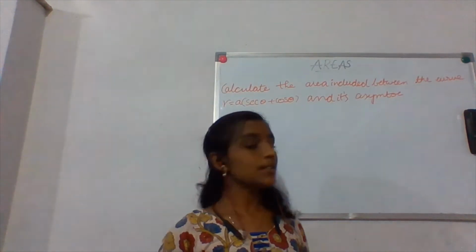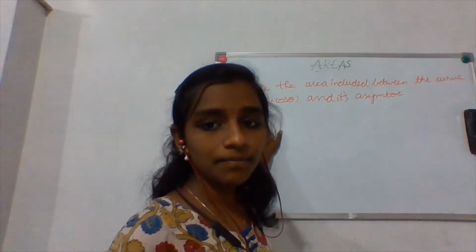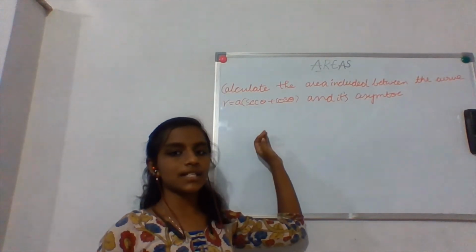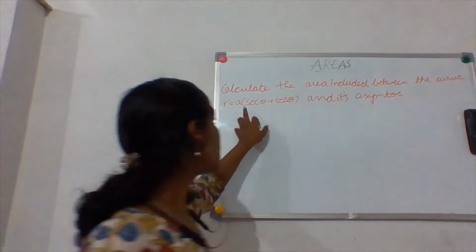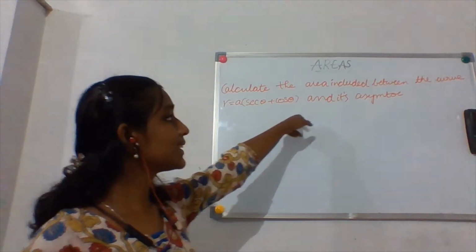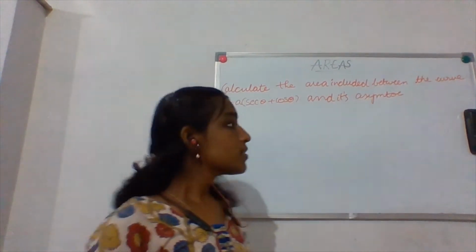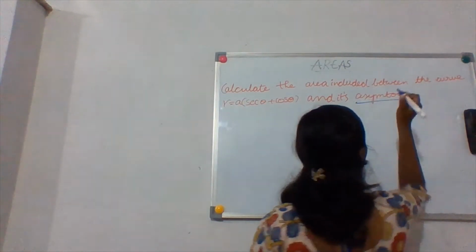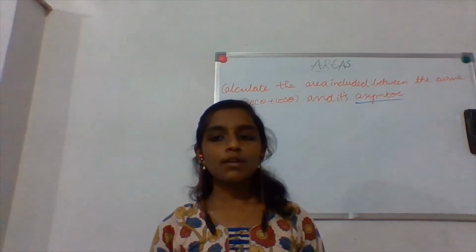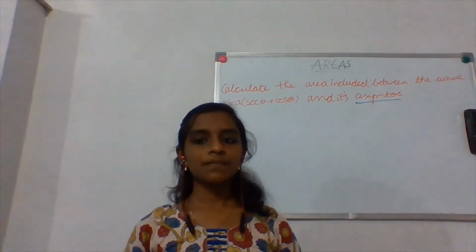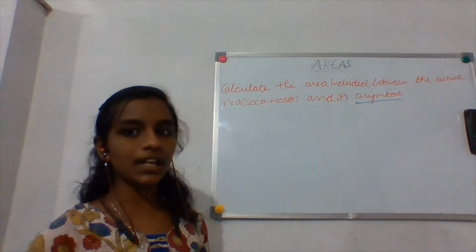So now let us look into the second sum, which is based on polar coordinates. What is it? Calculate the area included between the curve r equals a of secant theta plus cos theta and its asymptote. Have you heard this word before? You might have heard it in your intermediate second year. So what is an asymptote? If you have not, I'll recall it to you.